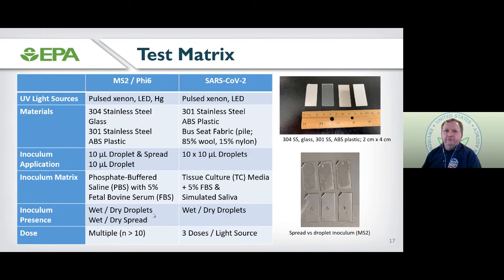We also looked at whether the inoculum was present as a wet droplet or as a dry droplet. By that we mean that a dry droplet was dried prior to the application of the UVC light, before we started the actual inactivation. The last thing to point out is that we have limited data on the SARS-CoV-2, which you will see later on in the presentation. We have a significant number of tests completed for the MS2 and 5/6.